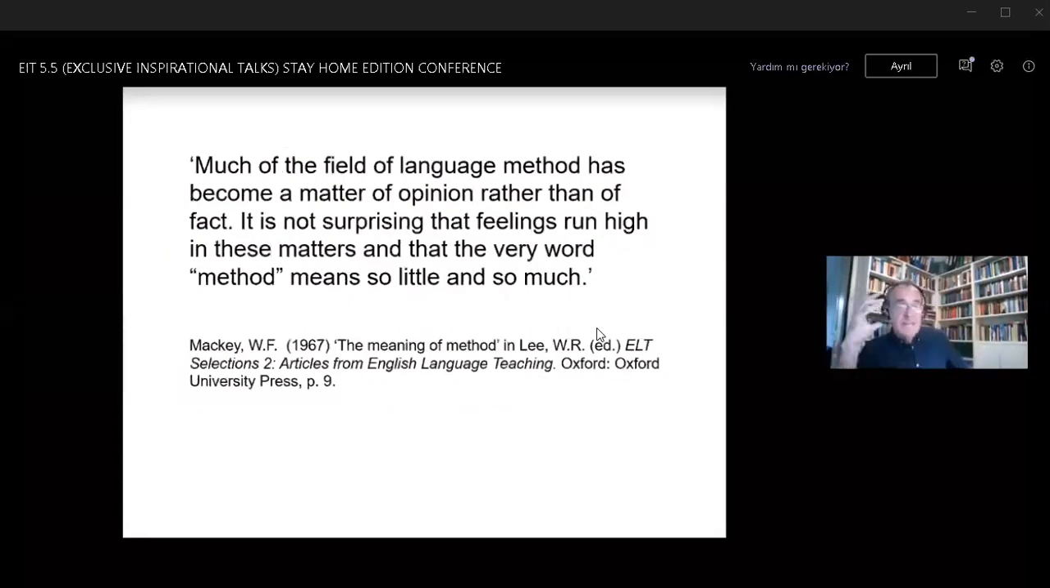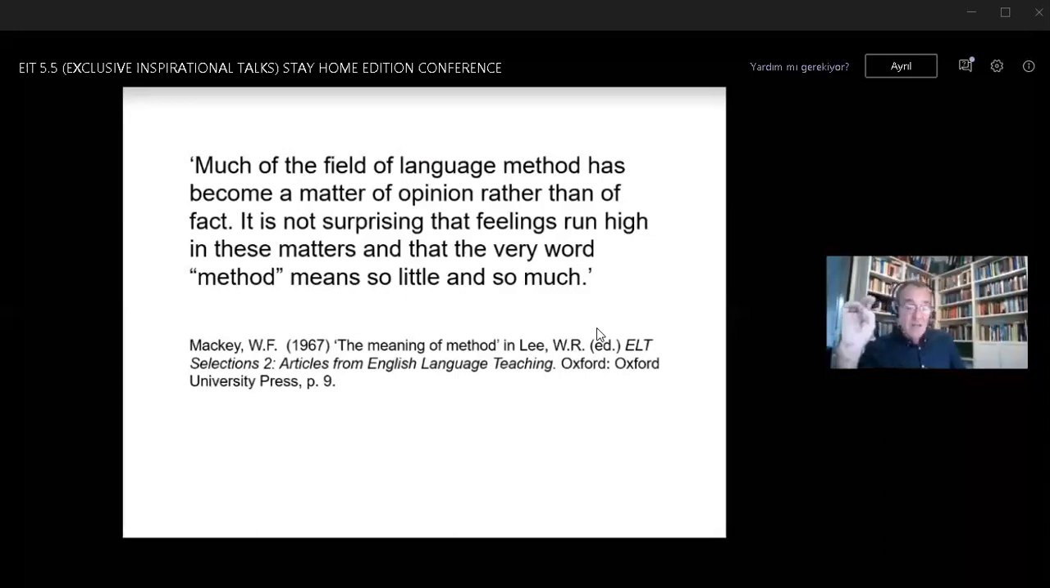Nevertheless, the concept of method has been criticized consistently over the years, going way back here to 1967. A writer on methods said that much of the field of language method has become a matter of opinion rather than of fact. It is a matter of beliefs rather than research, rather than evidence. And he goes on to say it's not surprising that feelings run high in these matters, and the word method means so little and so much.